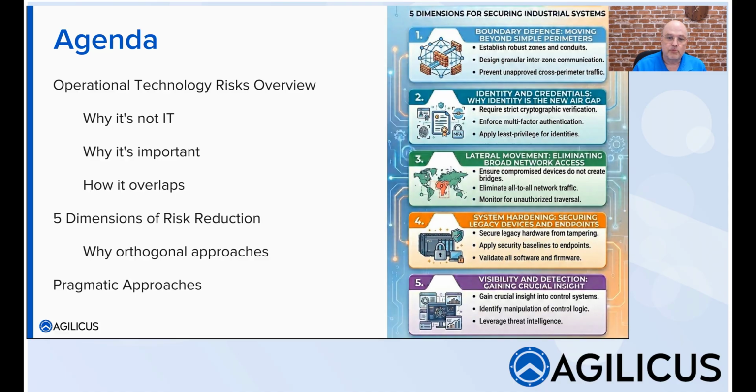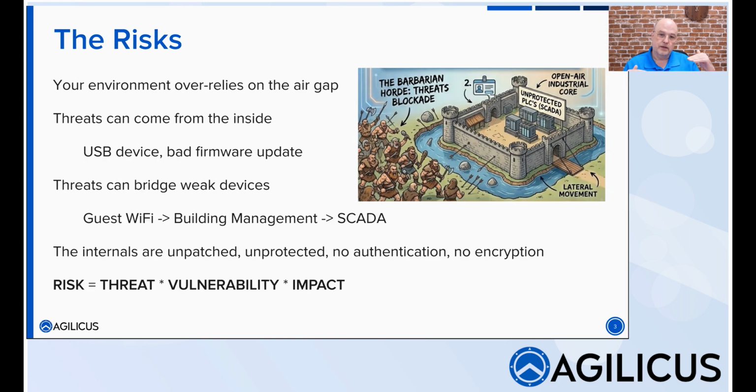So your air gap is only one layer. Your environment is over relying on it, which means you're under protected in the other dimensions. Threats can get in over it. Threats can also bridge weak devices. We saw that at the end of last year and the beginning of this year in both Poland and Romania in the electrical grids, where they were attacked by another strong aggressor, in this case probably Russia, and they were able to get in, get to something, go sideways, get to something, go sideways, and cause some damage. We call that lateral traversal.